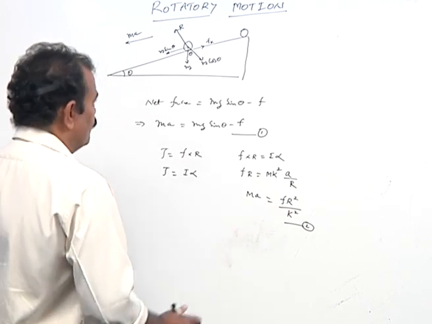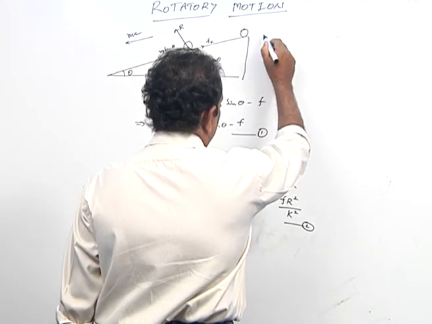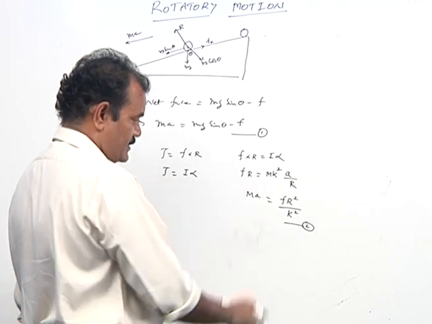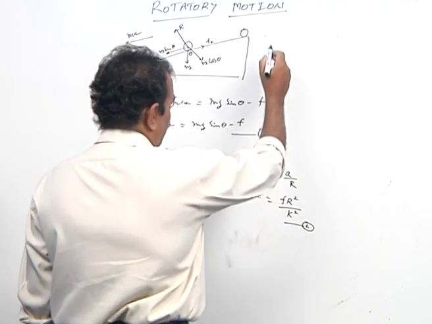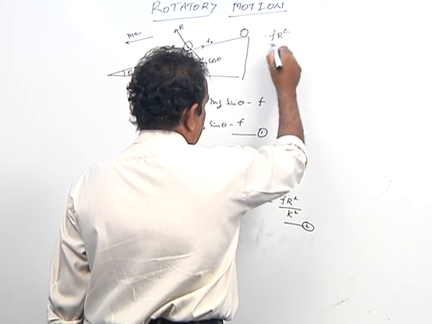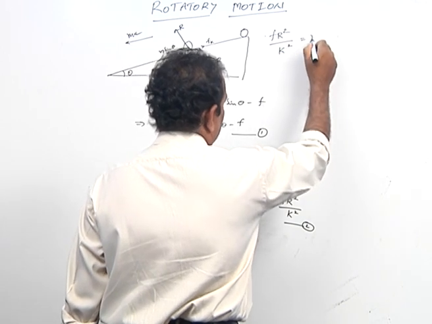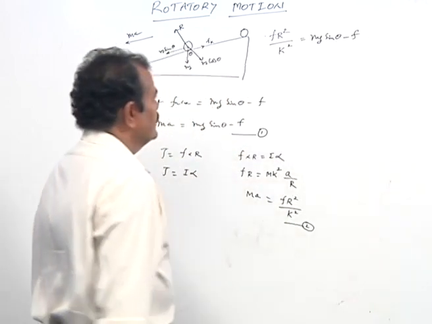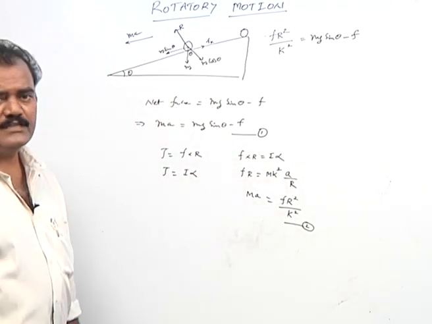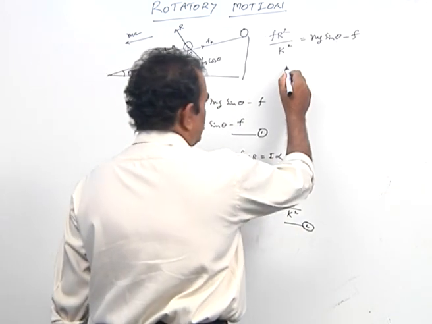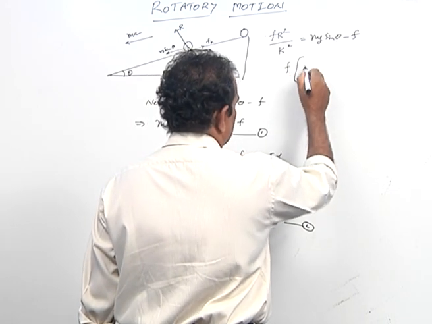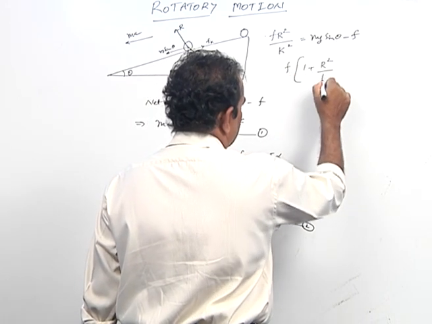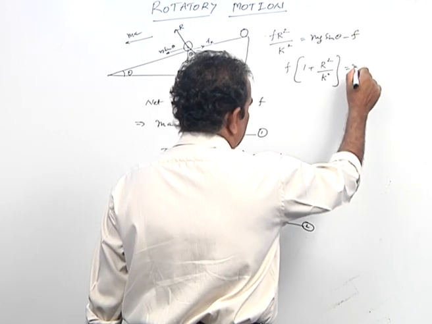Now from 1 and 2, in place of ma, we can write Fr square by K square. So Fr square by K square is equal to mg sin theta minus f. And from that, if f is taken common, that becomes 1 plus r square by K square, and it is mg sin theta.